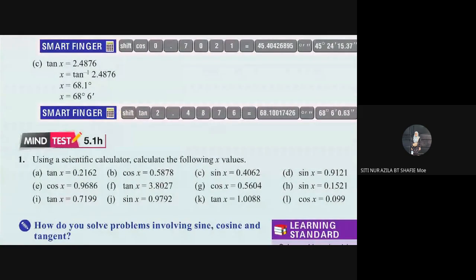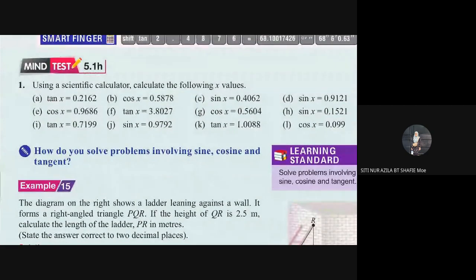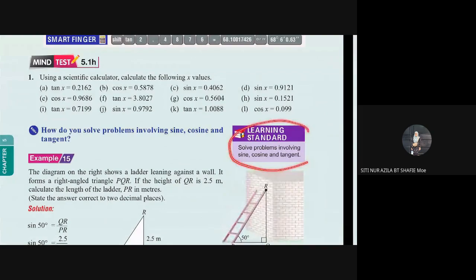I think we have 4 minutes left, so I think we can stop here. You can try this on your own from question A until L. Just use your calculator. No need to write this down in your exercise book. Find your answer, and then check your answer in your textbook whether it is right or wrong. In the next session, we are going to learn how to solve problems involving sine, cosine, and tangent.